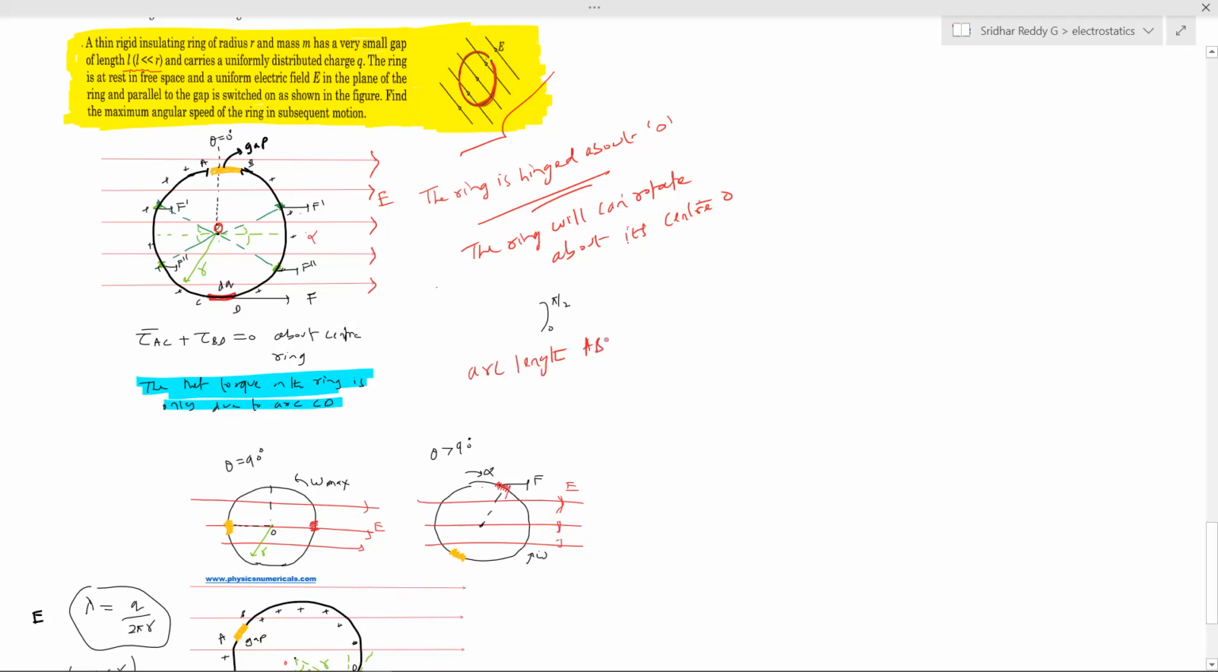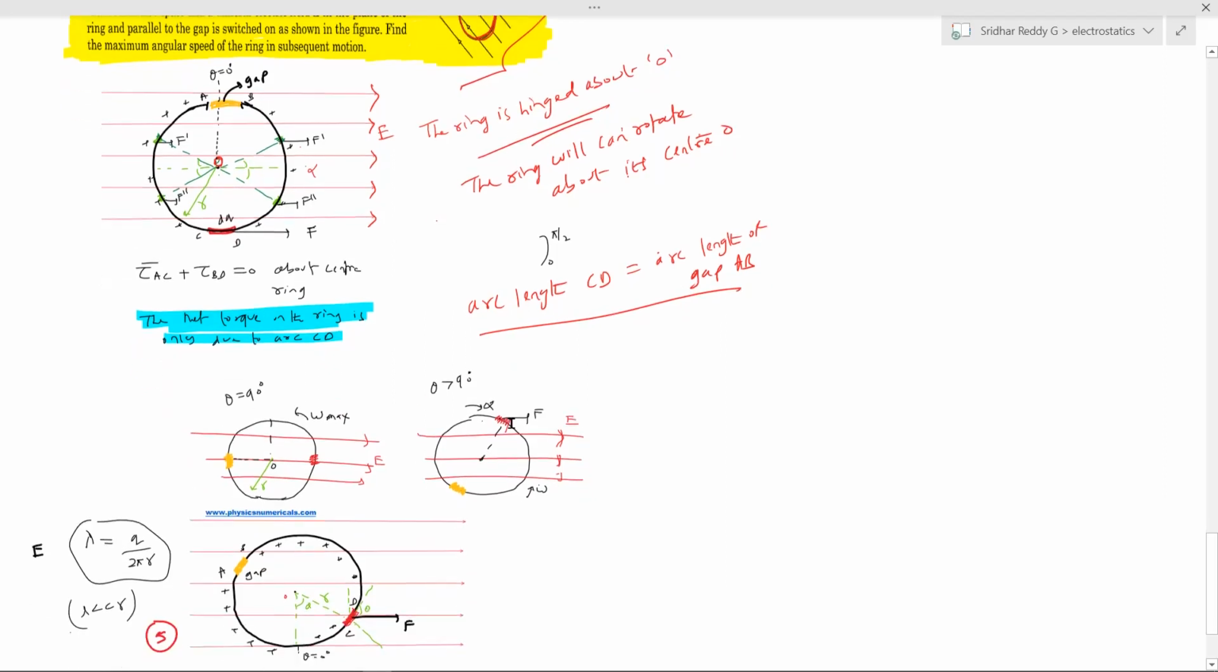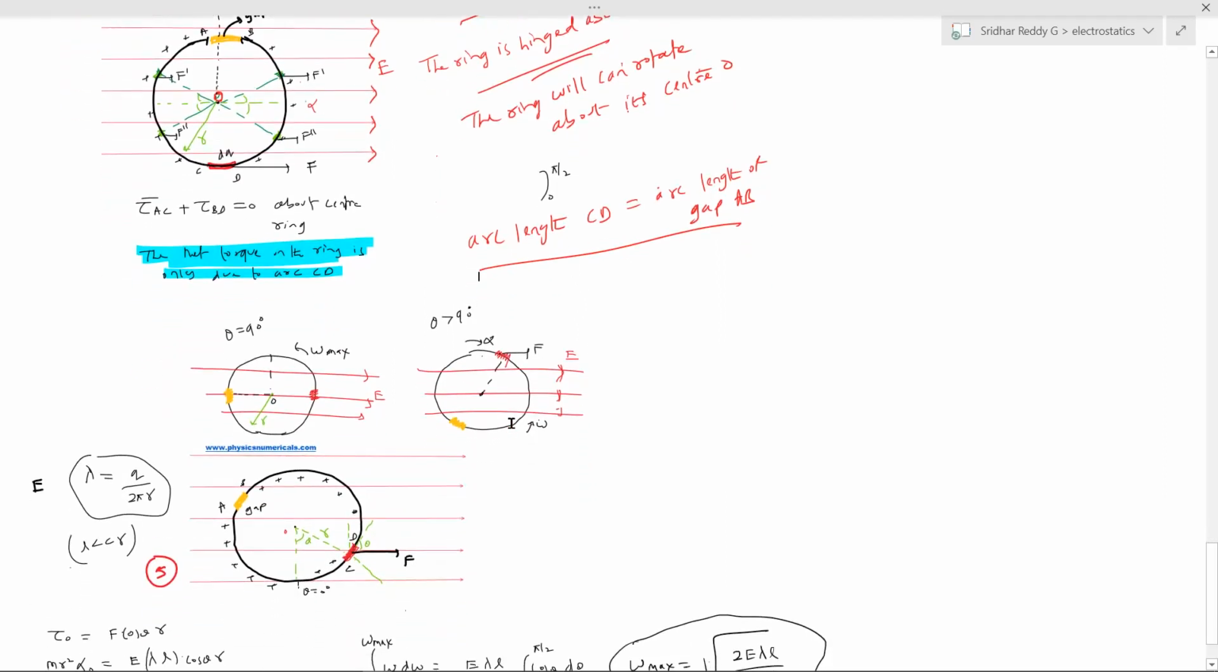Arc length CD is equal to arc length of gap AB. This is very important. Okay, that's the initial part. Now what will happen to the ring finally? The ring starts rotating. Why does it rotate? Next question comes: what makes it rotate?